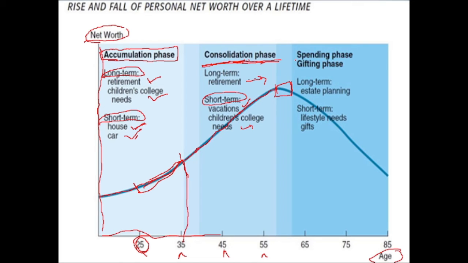Now we are coming to the spending phase and gifting phase. Why do we call this phase that? It is because after 55 or 58 or 62, you will get retirement.